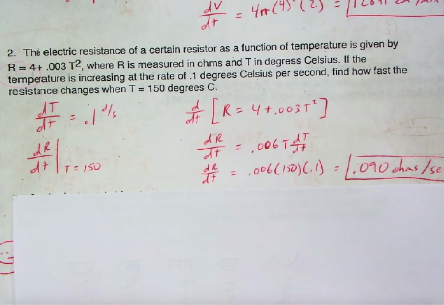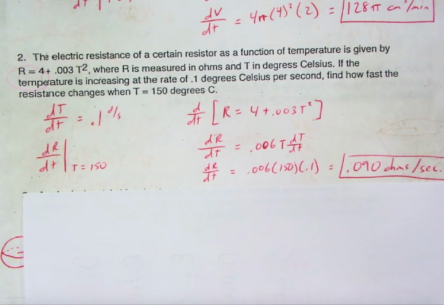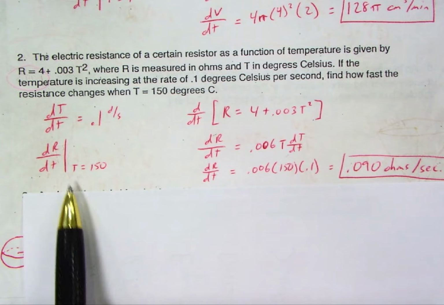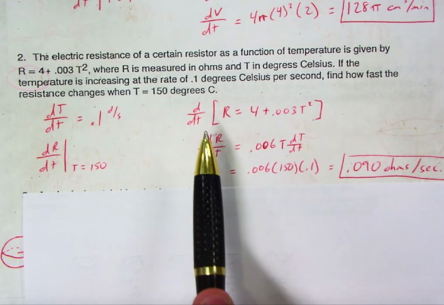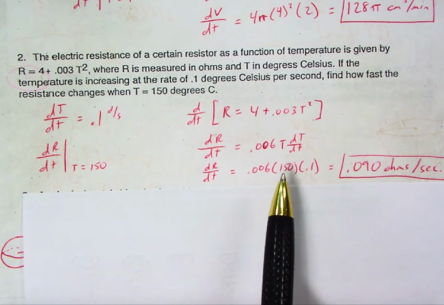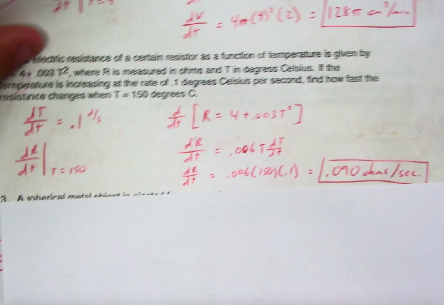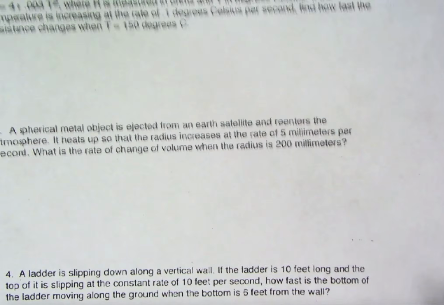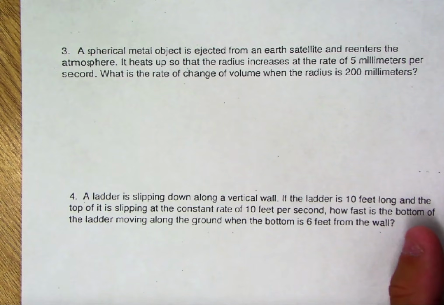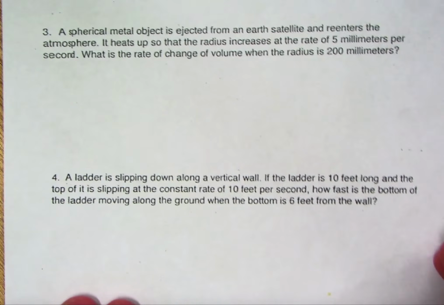It's a resistor. There is no picture. There's no drawing. I list my rates. They give me the equation. I differentiate with respect to time. And then I plug in my stuff. So if you tried it, there you go. I lied. Let's jump down to 4 because 3 is the same. So let's jump to 4.